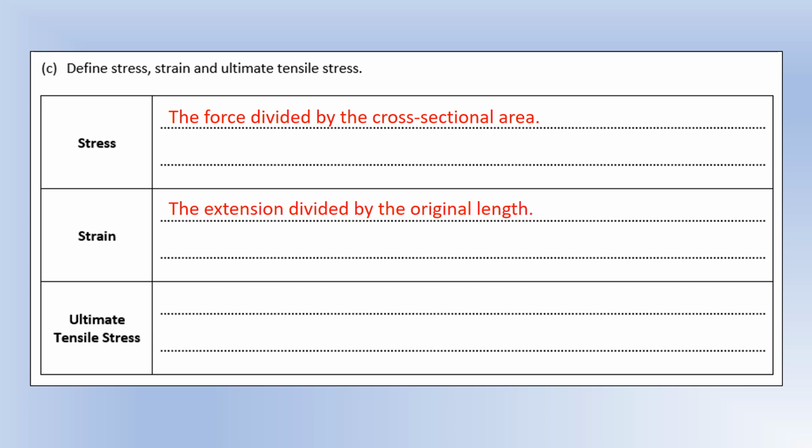So then defining some new properties. Stress is the force divided by cross-sectional area, so very similar to pressure really. Strain is the extension divided by the original length, and then ultimate tensile stress is the maximum tensile stress that a material can undergo.